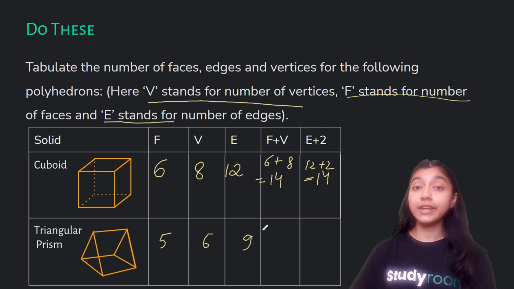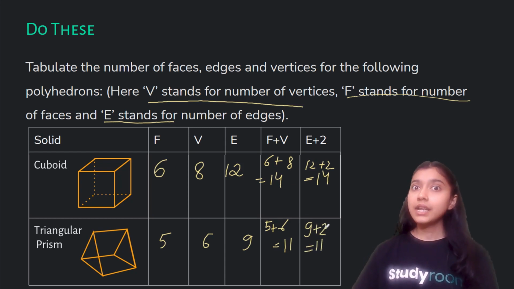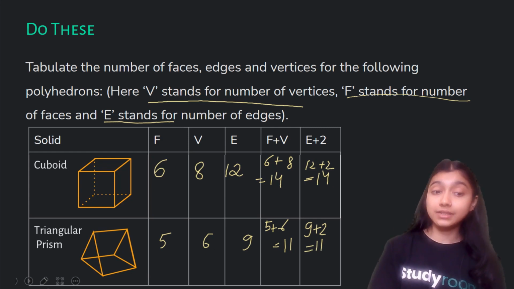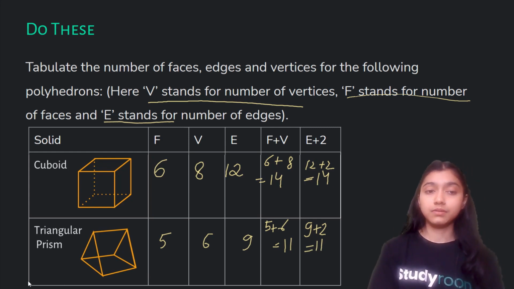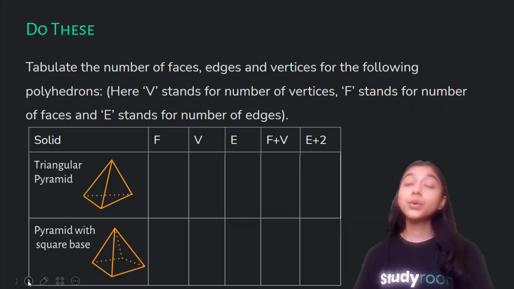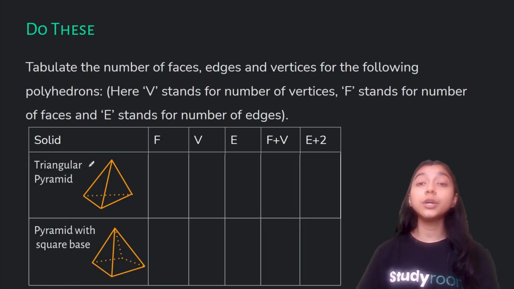Now, if I calculate F plus V, that means the number of faces plus the number of vertices, it gives me 5 plus 6, that is 11. And if I calculate E plus 2, that means the number of edges plus 2, it again gives me 11. Let us try solving some more examples of the same type. So here we again have a triangular pyramid.